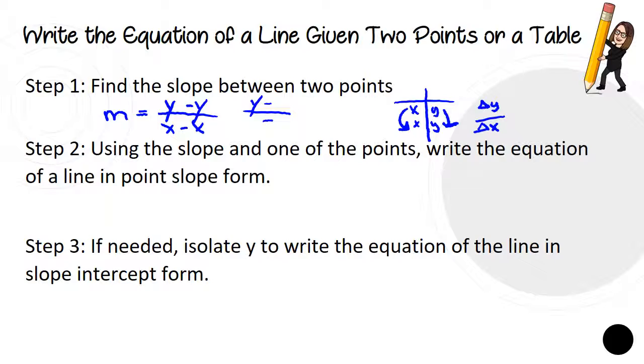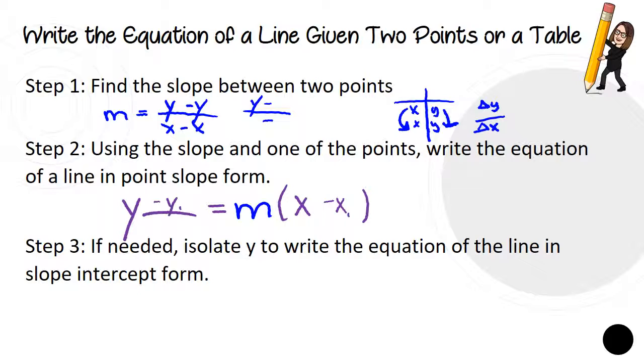Step 2, using that slope and one of the points, you're going to write the equation of a line in point-slope form. So let's remember what that is. We're going to create that template. Remember, it's y minus y1 equals the m you previously found, parentheses x minus x1, close your parenthesis.